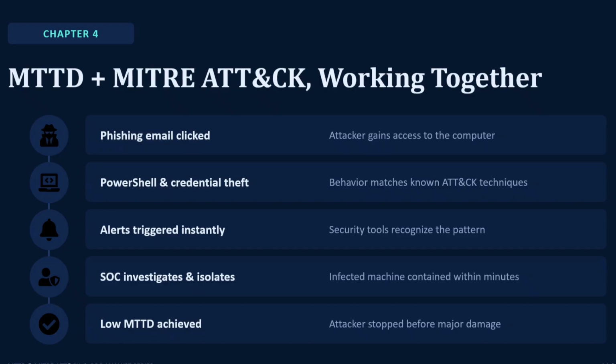Because the attack was detected quickly, the company's MTTD is very low, and the attacker is stopped before causing any major damage. This example shows how MITRE ATT&CK helps security tools to recognize attacker behavior, while MTTD measures how quickly the organization notices and responds to the behavior.